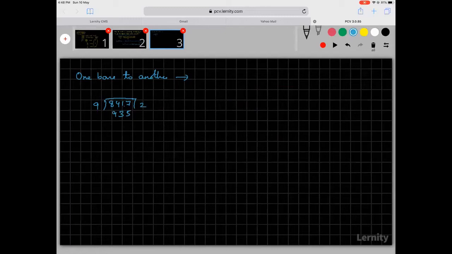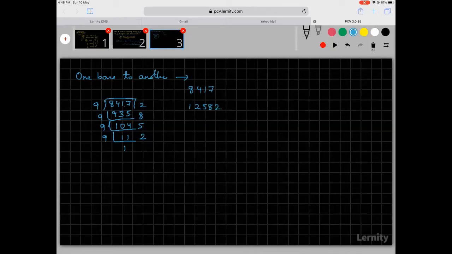2 is the remainder. When I take this number and again divide it by 9, I'll get 104, 8 is the remainder. Again, when I divide it by 9, I'll get 11 and 5 is the remainder. Again, when I divide it by 9, I'll get 1 here and 2 is the remainder. So, if I want to convert 8417 to the base 9, it becomes 12582.